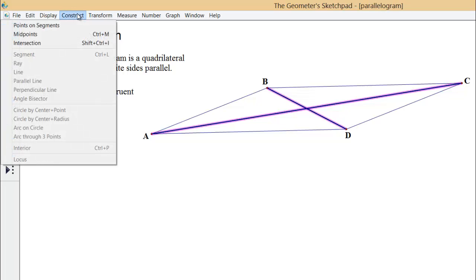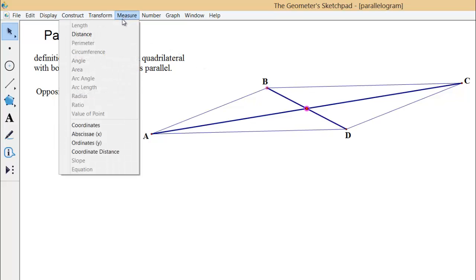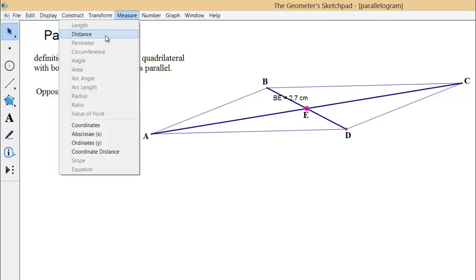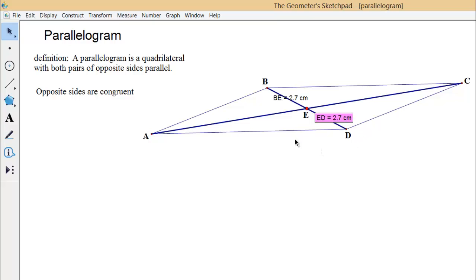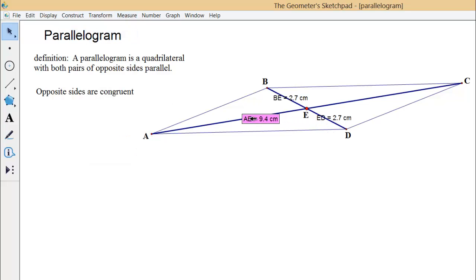Let's construct the point where they intersect, E, and then measure the distance there. So this one is 2.7, and then measure this distance E to D. It's also 2.7. So it looks like this diagonal is bisected. Let's check the other diagonal and see if it is. So AE is 9.4, and EC is also 9.4. So the diagonals themselves are not congruent, but the diagonals do bisect each other.